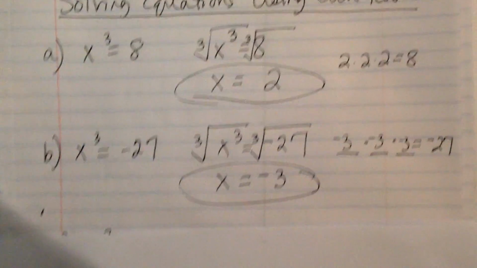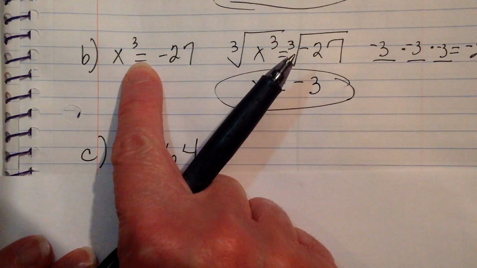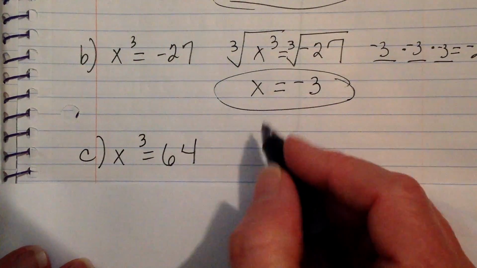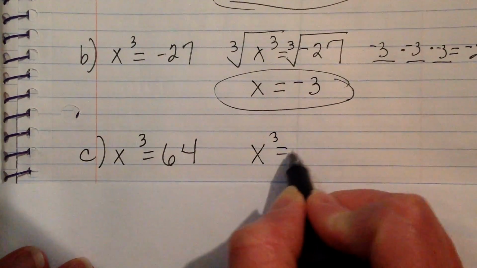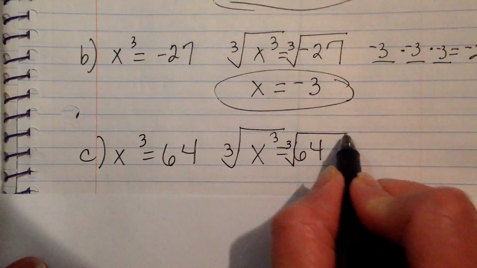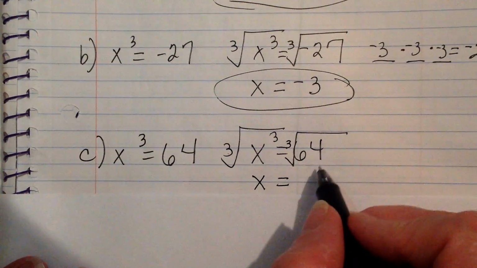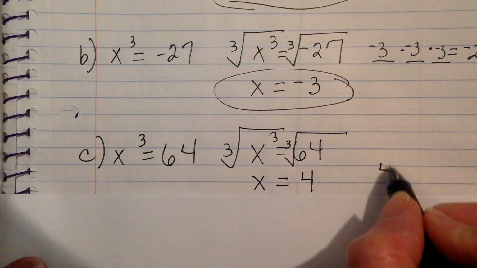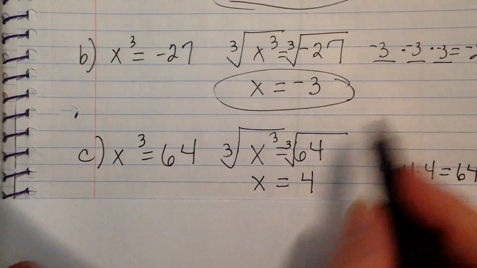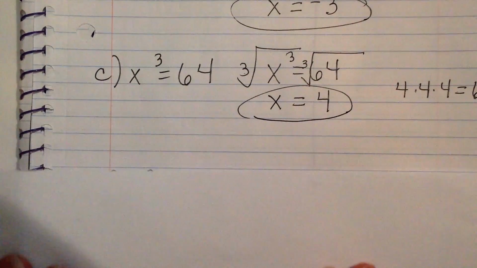That's your only answer. That's the only answer that, when plugged back into the original problem, would make the left side equal the right side. Looking at C, x cubed equals 64. Take the cube root of both sides. Well, the cube root of x cubed is x, is equal to the cube root of 64, which is 4, because 4 times 4 times 4 gives you 64. So the only answer for C is x equals 4.